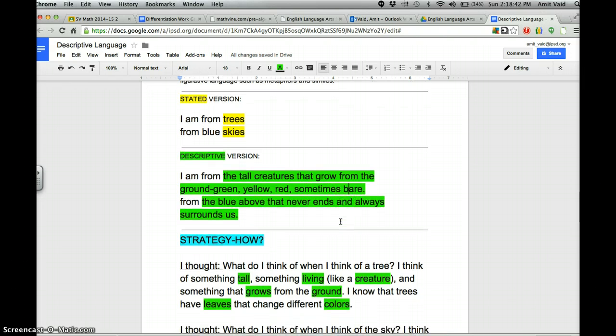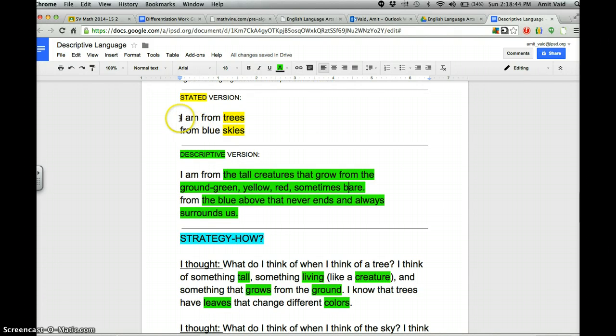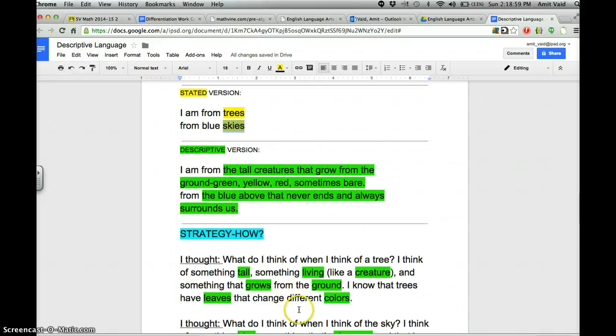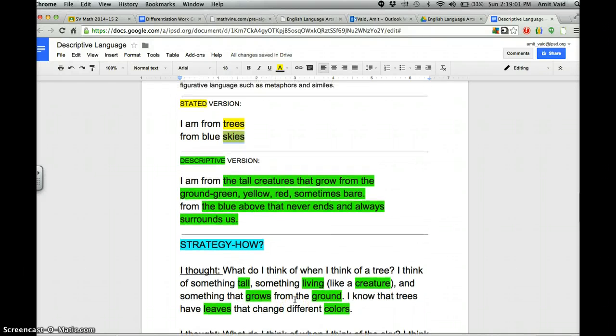What about that sky thing? So this is the stated version. I am from trees, from blue skies. Well, when you write you're from blue skies, you're just saying and stating and telling that you're from blue skies. But we really don't know what that means. We don't understand what it means, and we don't get a full picture. What do I think of when I think of sky? So the strategy is this. The strategy that I'm using is I'm asking myself, what do I think of when I'm thinking of this stated word?